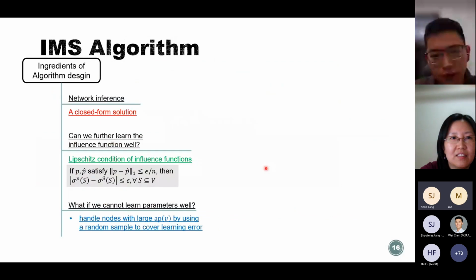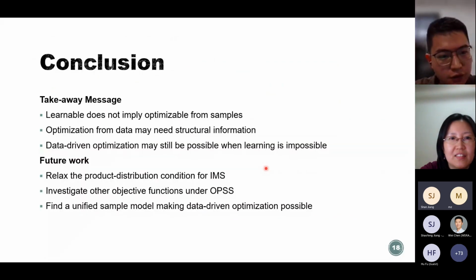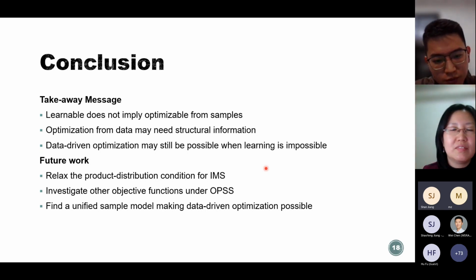And we finally give a conclusion. There are some takeaway messages. First, learnable does not imply optimizable from samples. Second, optimization from data may need structural information. Third, data-driven optimization may still be possible when learning is impossible. There are some future works. First, one can see how to relax the product distribution condition for the IM problem. Second, one can investigate other objective functions under the OPS model. And finally, one can find a unified sample model, making data-driven optimization possible.